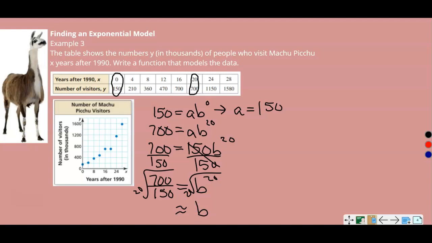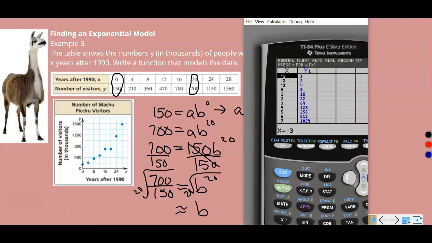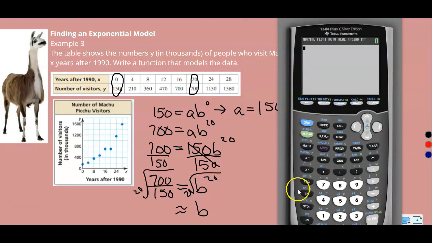So let's pull up our calculator. All right, so we know that under math there is the square root, cube root button, and x root button. So for the 20th root, we're going to have to put in 20 and go to math and down to x root. So putting in the 20 means the root is that power. And then I've got to put parentheses because I'm going to do 700 divided by 150, and all of that should be under the radical. And that's going to give us about 1.08.